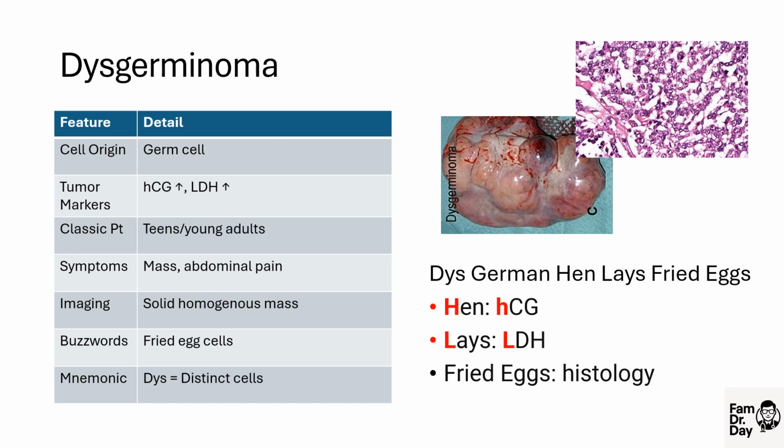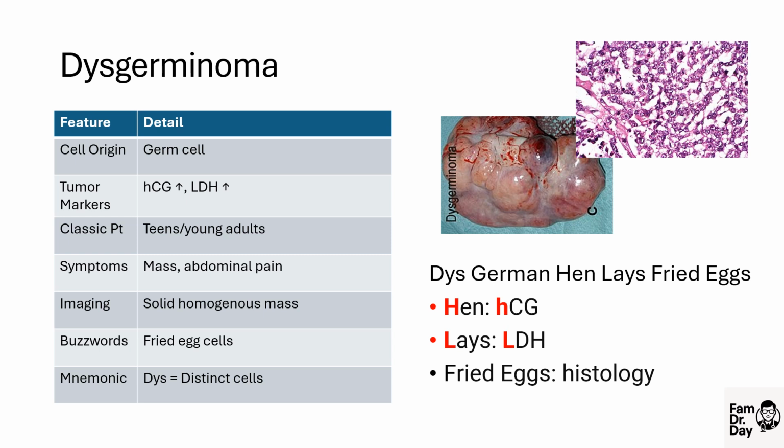We're almost there. Dysgerminomas come from germ cells, and the tumor markers to remember are HCG and LDH. The classic patient includes teens or young adults, and symptoms include abdominal pain and a solid mass. The buzzword for this is fried egg cells on histology, where you'll see clear cytoplasm with distinct borders.